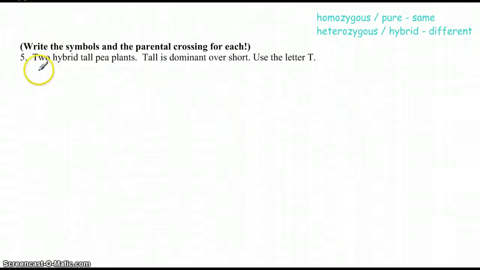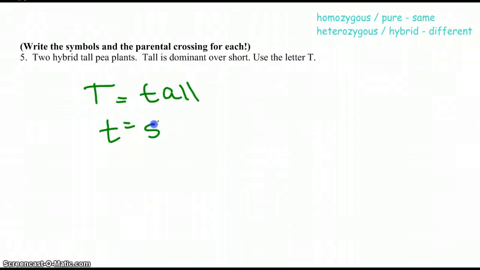Okay, and then our last one for symbols and parents. Now it's worded a little bit different. I've got two hybrid tall pea plants. Tall's dominant over short, and it wants me to use the letter T. So let's go ahead and put our symbols. Tall's dominant over short, so it just happens to lay that out for me. So there's tall and short.